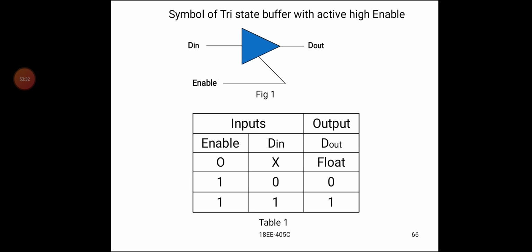The inputs are enable and D in. When enable is 0, D in is whatever, may be 0 or 1, then D out is floating state or high impedance state. If the enable is 1 and D in is 0, then the output is low state. When enable is 1, it will function as a buffer. If D in is 1, then the output is high state. So the buffer has 3 states: high state, low state, and high impedance state or floating state. It is a tri-state buffer.